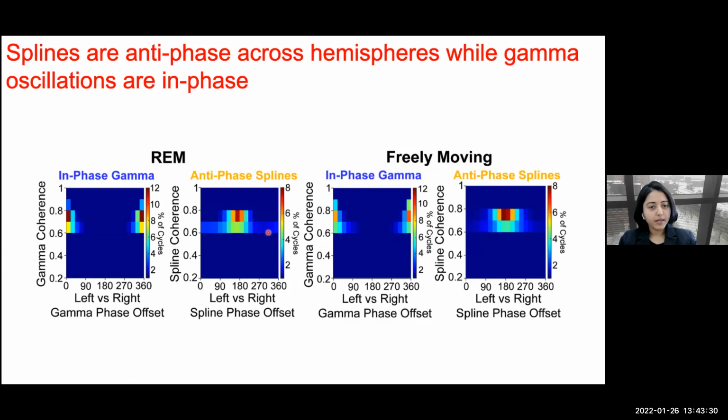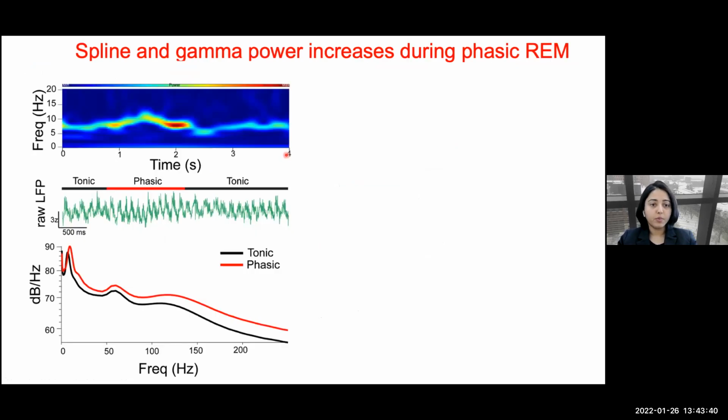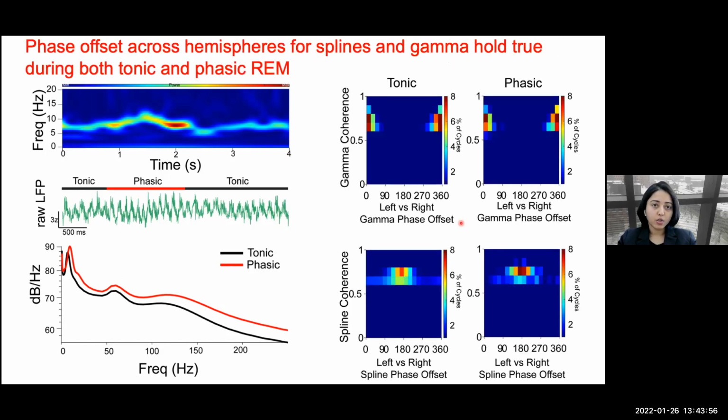So we find that this phase relationship is strong in REM sleep, and splines are very strong in REM sleep. But further, if we were to divide REM sleep between tonic and phasic REM, do we see any differences? As expected, we see an increased power in both splines and gamma band during phasic REM. However, the phase offset is consistent across both of these REM states, with splines being perfectly anti-phase and gamma oscillations being perfectly in phase during both tonic and phasic REM.